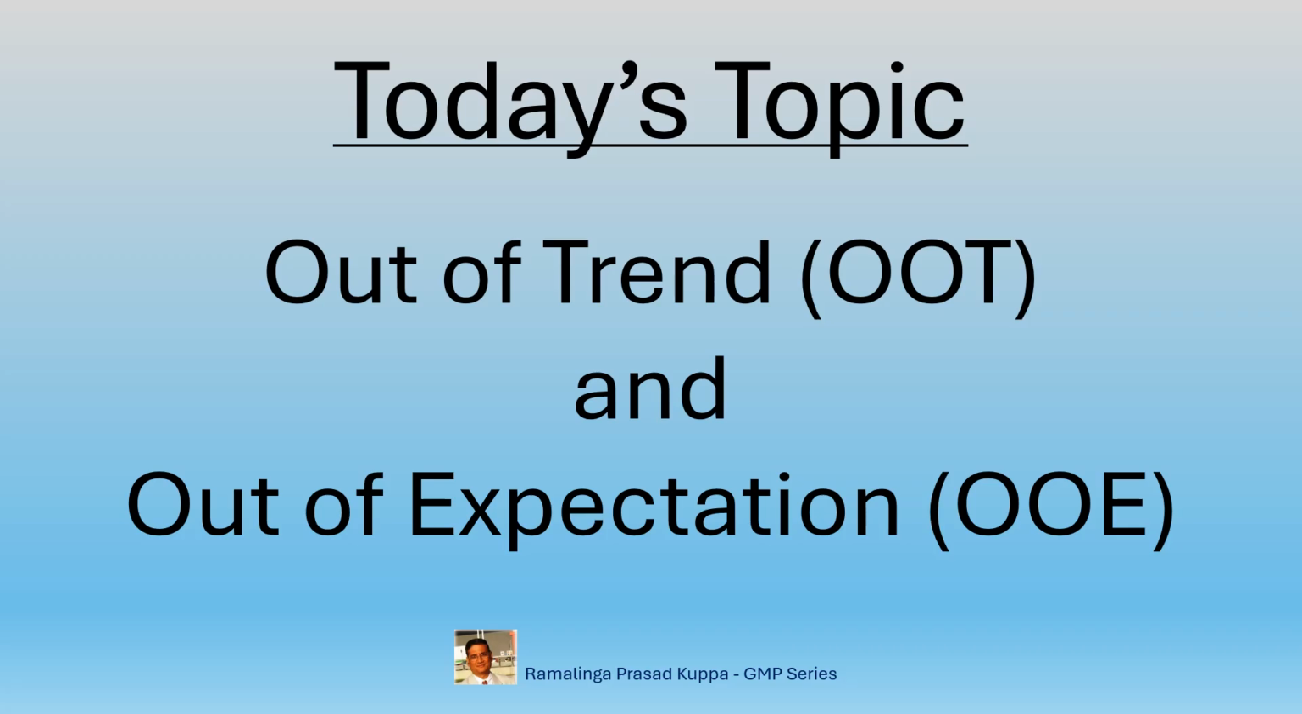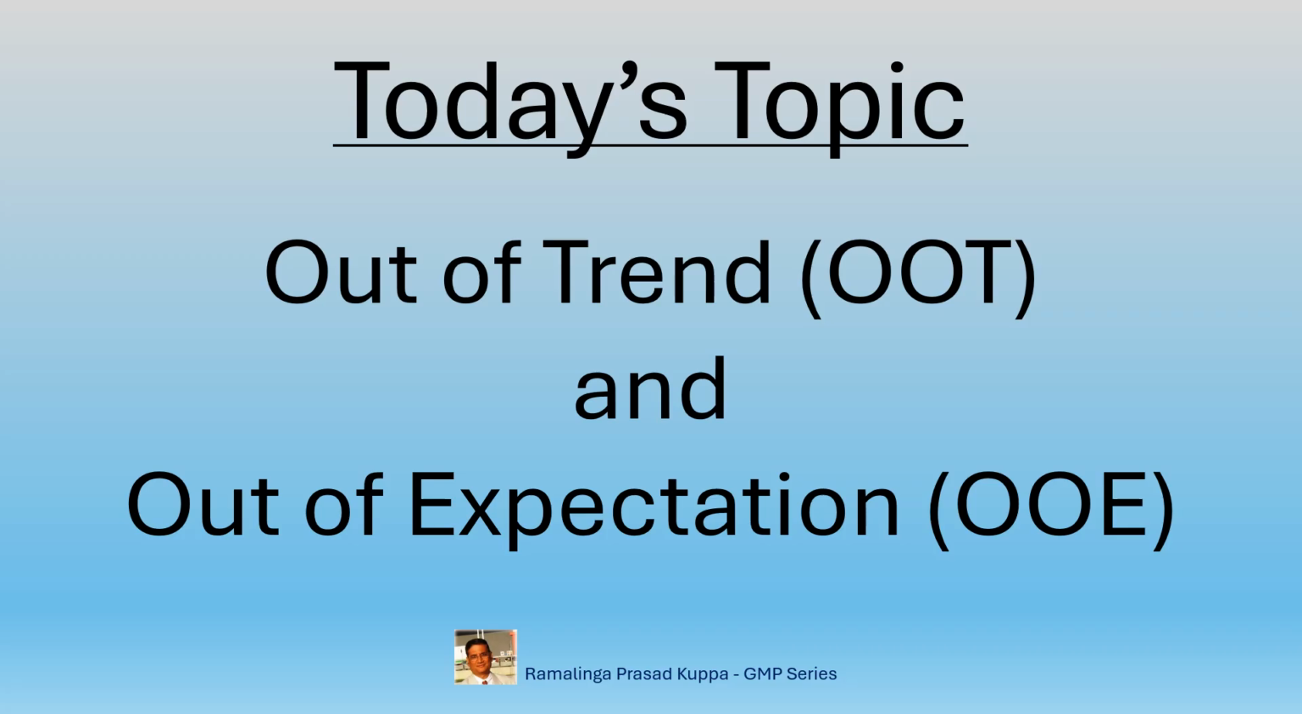Today's topic is out of trend, that is OOT, and out of expectation, that is OOE. While testing the input materials for manufacture of pharmaceutical products, the test results may fall out of routine expected values. Though they are not considered as out of specifications and they are within specification limits, they are considered as out of trend or out of expectation.